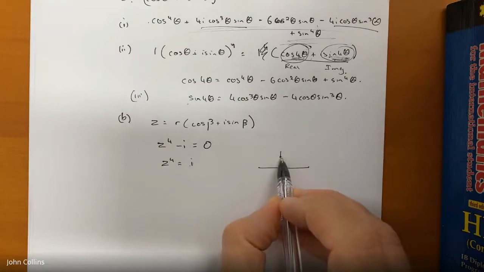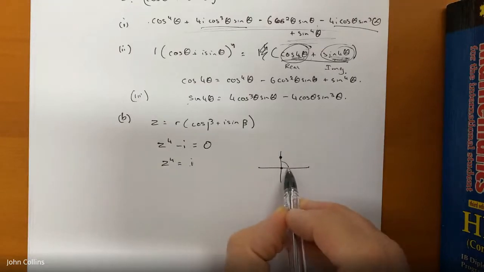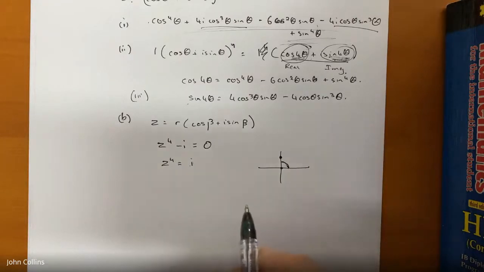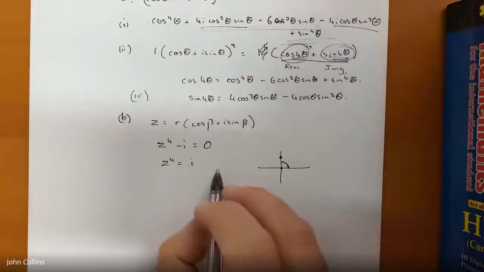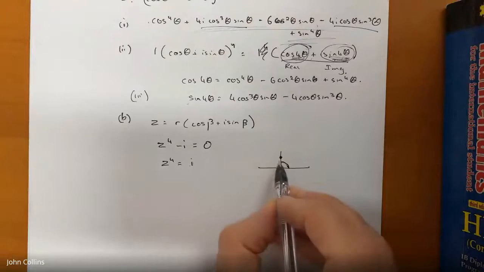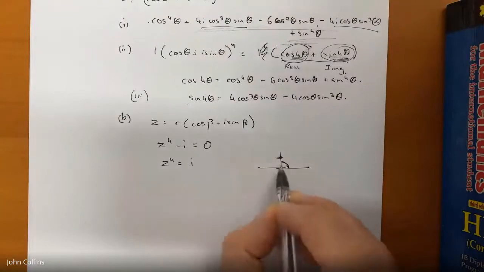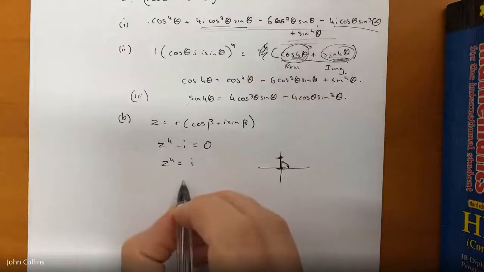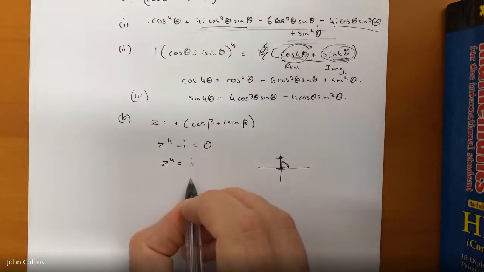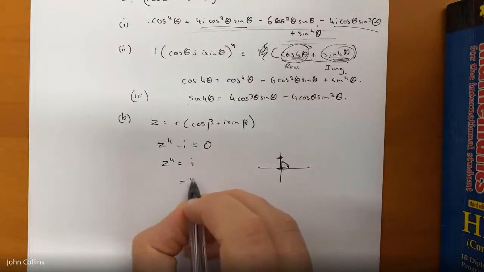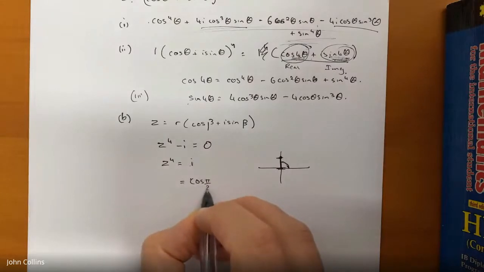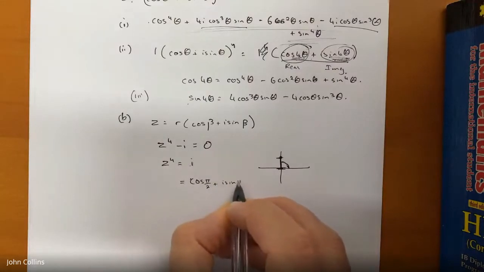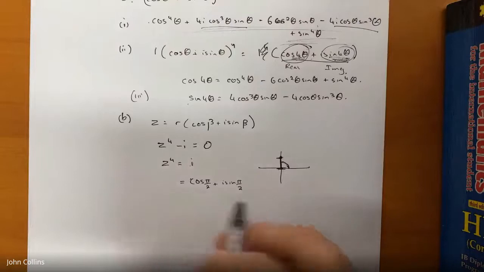So I would be up here. What's its angle from the positive? 90 degrees. Yeah, so we could say that's 90. What's its distance? 1. Okay, so can we say then 1, or just nothing, cos pi over 2 plus i sine pi over 2, I suppose, would it be in modulus form?